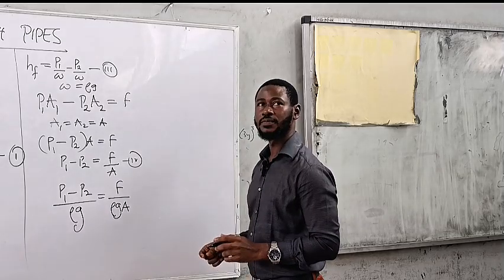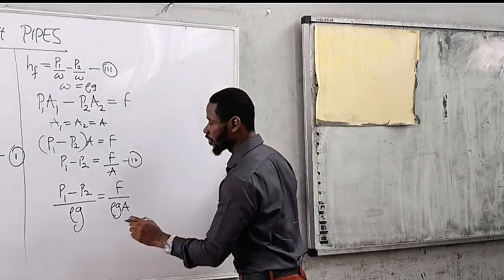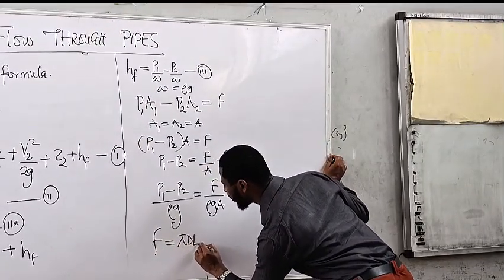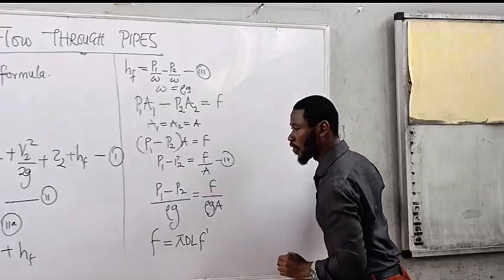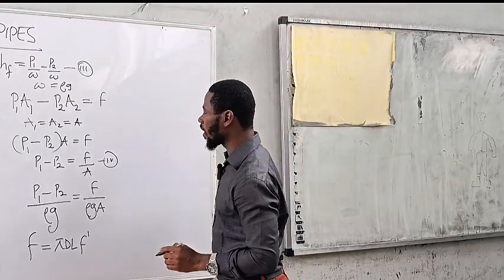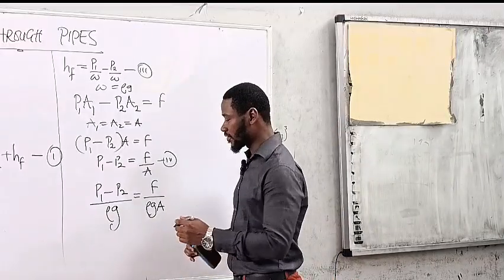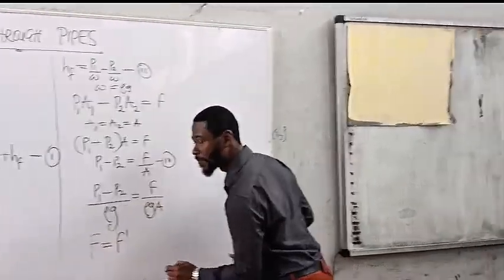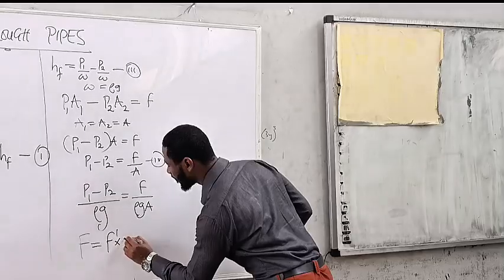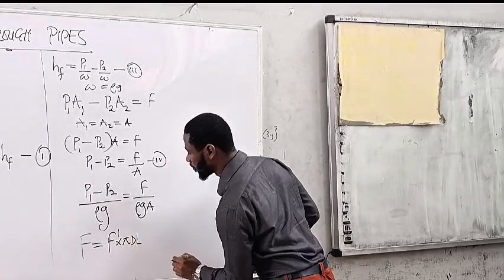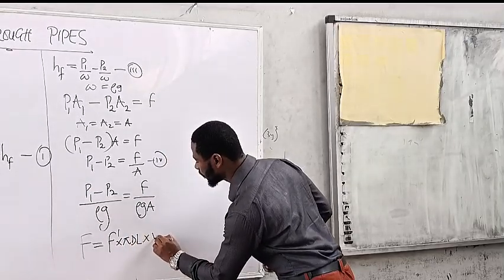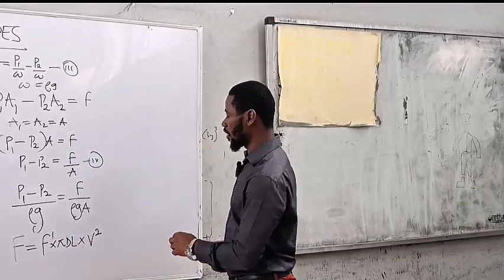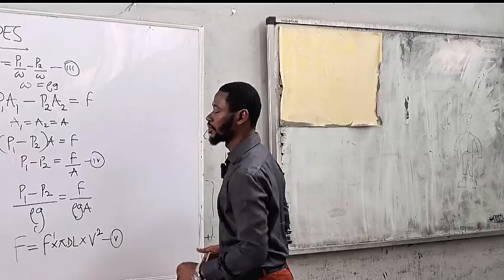Now for the friction force. The friction force is defined as pi dl multiplied by the friction factor. The frictional resistance F equals the friction factor multiplied by pi dl multiplied by V square. So we have equation 5.